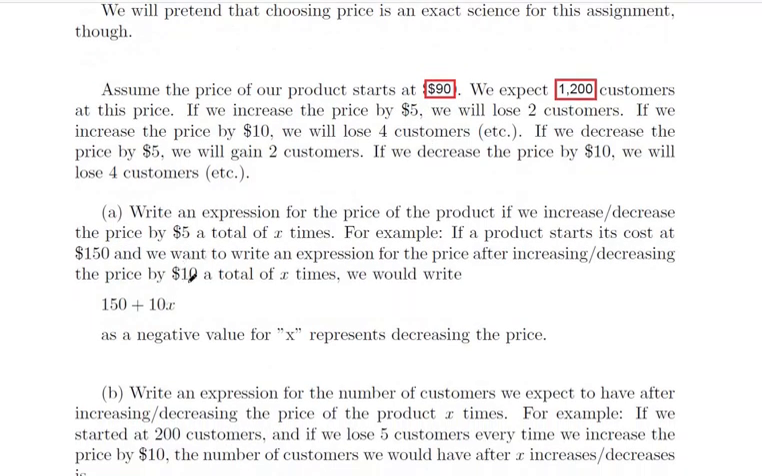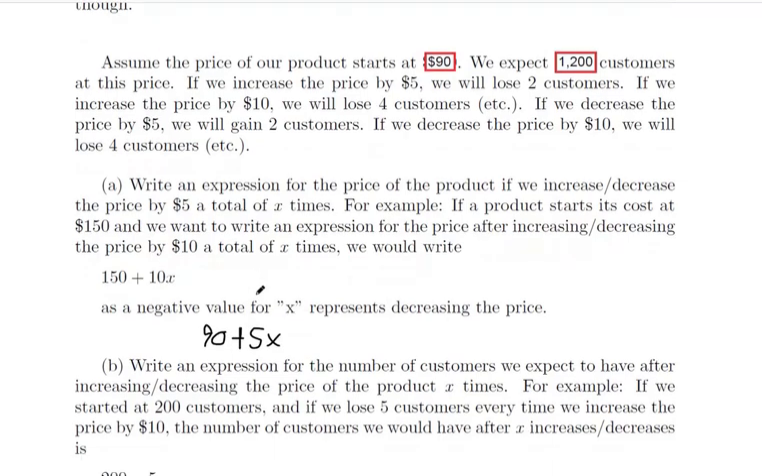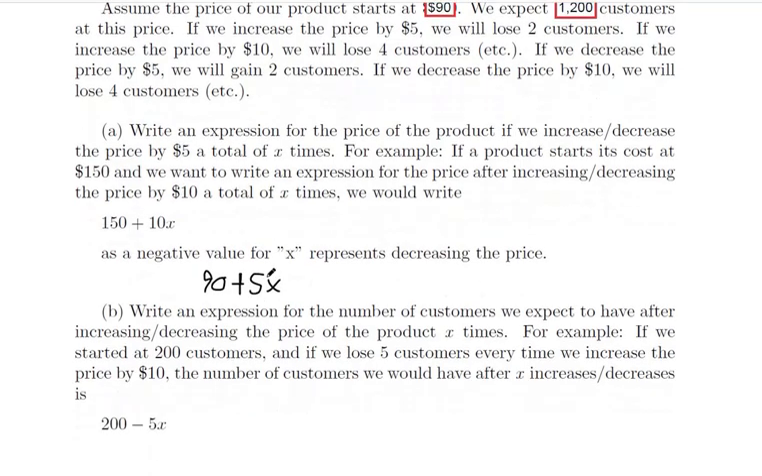So for part A, for my problem, the price of my product is $90 plus 5x. Okay, because x stands for the number of times we increase or decrease the price. If x is positive 1, then we increase it by $5. If x is negative 1, then we decrease the price by $5. So that's all we have to do for part A. The price starts at $90 depending on how many times we decide to increase the price.